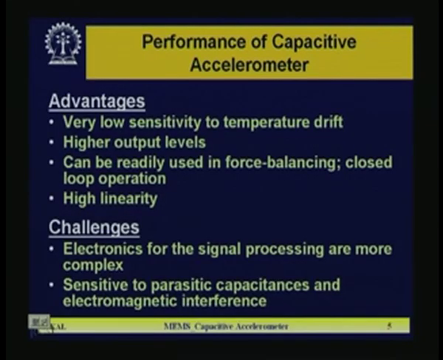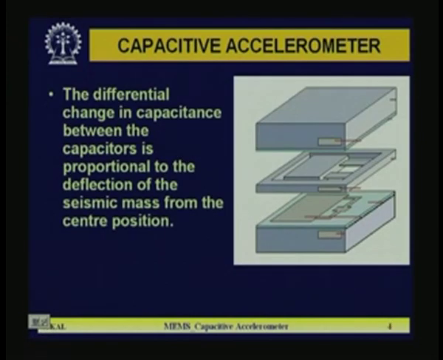So that is why it is sensitive to electromagnetic interference also, as well as parasitic capacitance, that I have already discussed many times in earlier lectures. Now, this structure which you saw here, the 3-piece, this is basically fabricated using bulk micromachining technology.